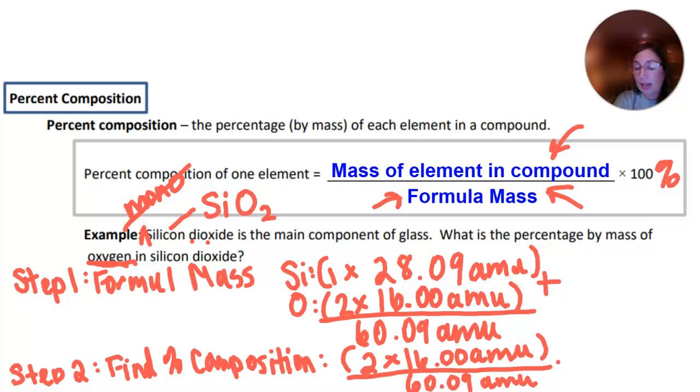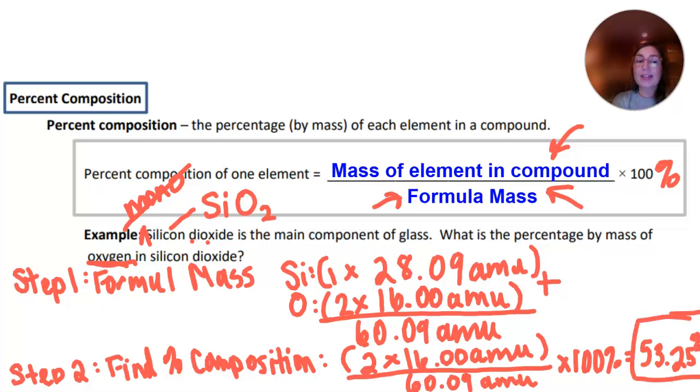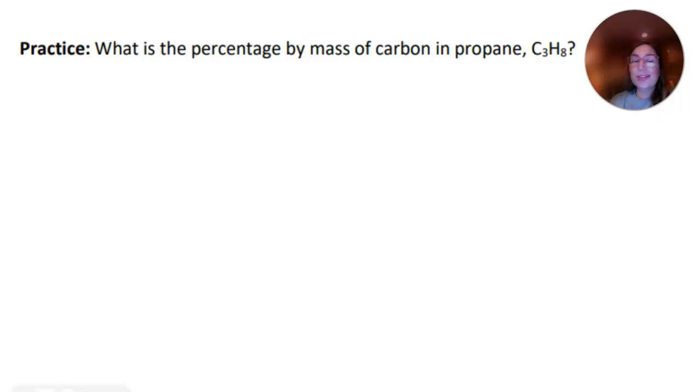I'll have a decimal then. It's actually 0.5325, it looks like. But I need to multiply that decimal by 100%, really to make it into a percentage, or 53.25%. I'm out of room for my percent, but that should say percent. Okay, so that's an example of how to find percent composition. Let's try some more examples.